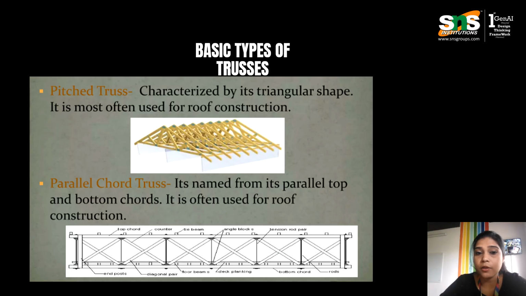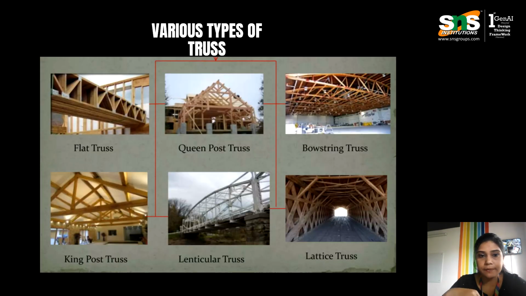Next is the parallel chord truss. As its name indicates, it has parallel top and bottom chords, and it is often used for roof construction with long spans. Another kind of truss, as you see in the picture, is the flat truss, which doesn't have much interior height.